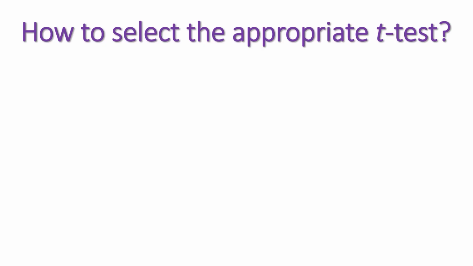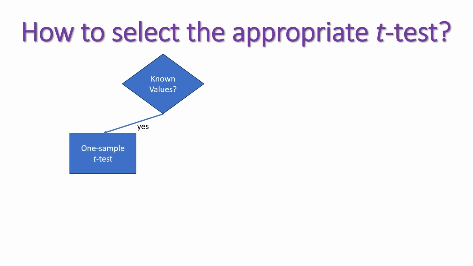Now, how do we select the appropriate t-test? How do we figure out from these three different flavors which one fits our data better? Which one is the one that we really want to use in our project? You just have to ask two questions. The first one is, am I starting out with a known value? Do I have a comparator? Do I have a standard? Do I have already one value that I know? If the answer is yes, then it's simple. You use a one sample t-test.